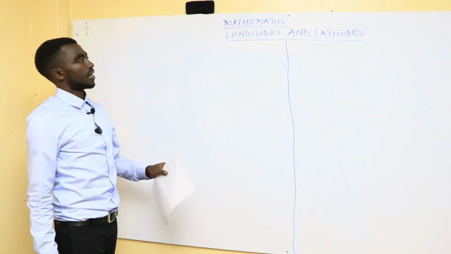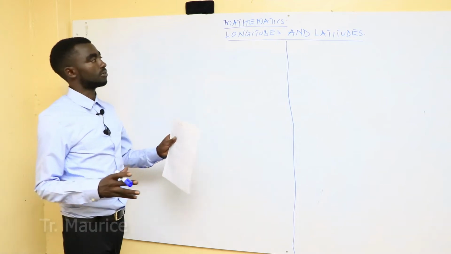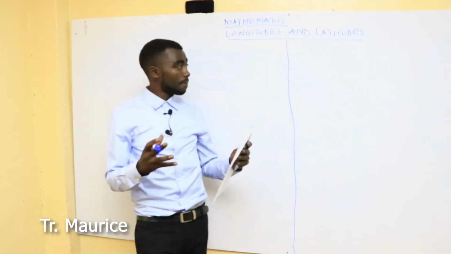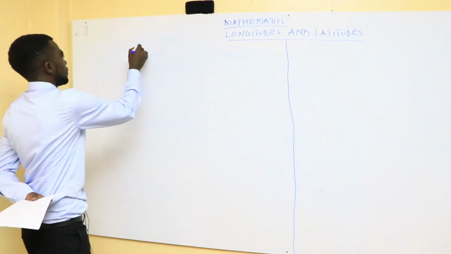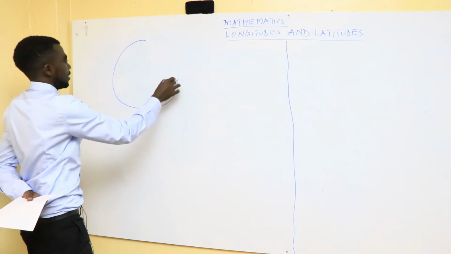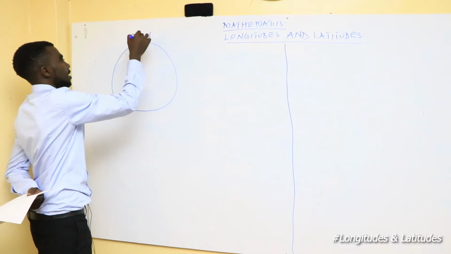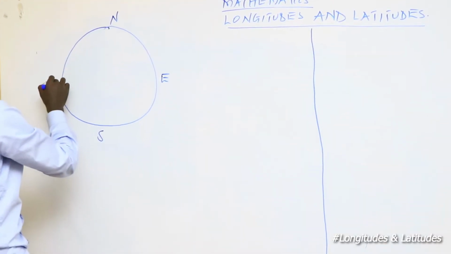So longitudes and latitudes is a topic we have in mathematics, and basically it is about the longitudes and latitudes in the calculations of the distance along the sphere, or rather the globe. And this is the globe, the sphere. It is seen to be circular, and as a sphere we usually have the north, we have the south, we have the east, and we have the west.